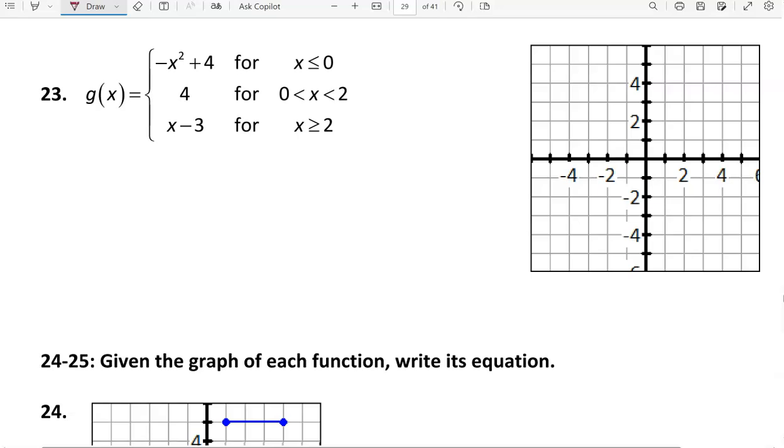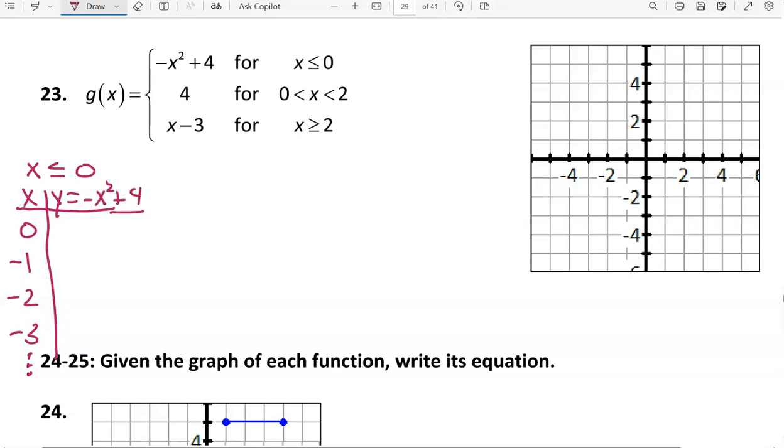We'll graph one more piecewise function. This has 3 pieces, so I'll make 3 tables. x is less than or equal to 0. So x, let's start with 0 and continue in a less than direction, and the graph will keep going. And our y values are equal to -1 times x squared plus 4.